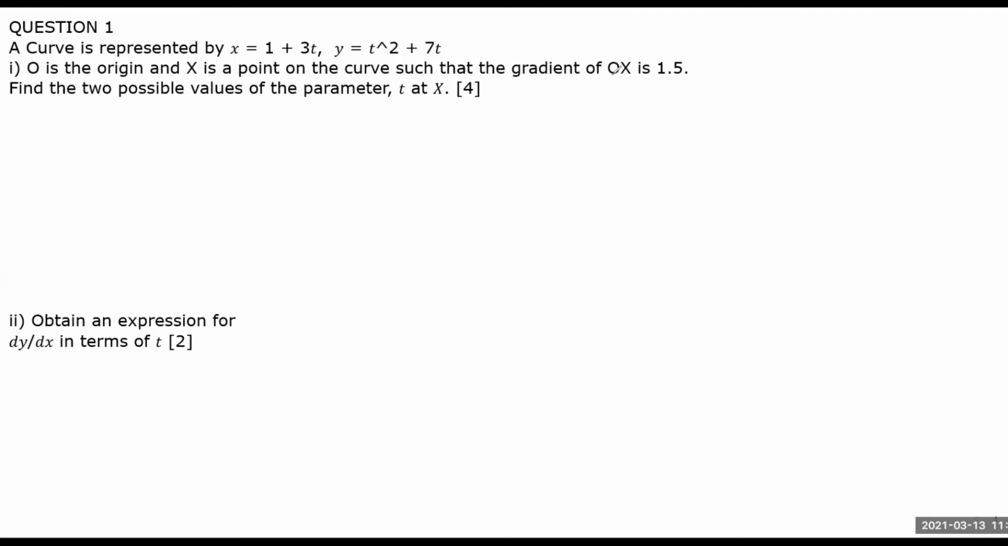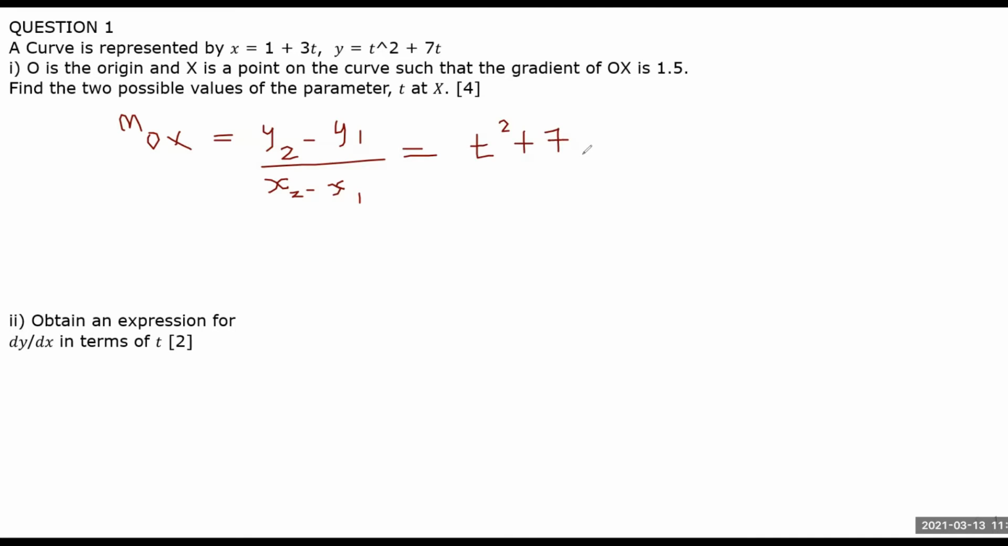So if the gradient of OX is 1.5, the gradient of OX is y2 minus y1 over x2 minus x1. That's how we find the gradient. But what did they tell us? The x-coordinate and the y-coordinate at the point X are given by these parameters. So y2 is going to be t squared plus 7t.